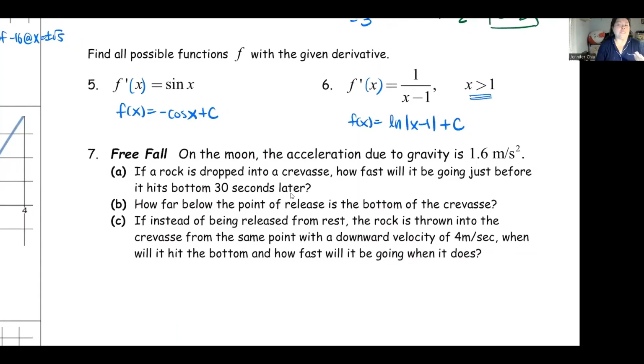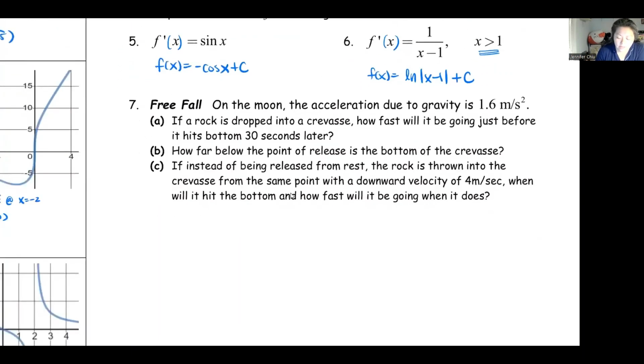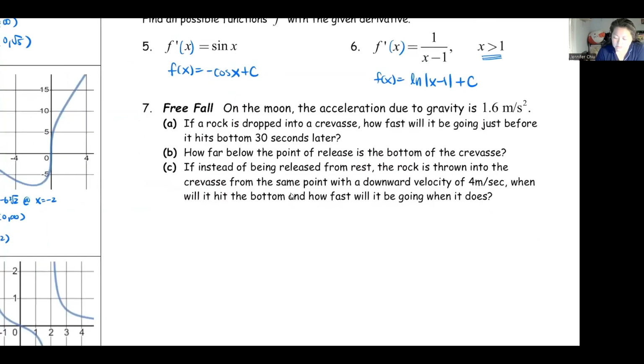So you really don't need the absolute value in this case, but it's not a bad habit to form to put absolute value around natural log functions to avoid problems happening. Okay.